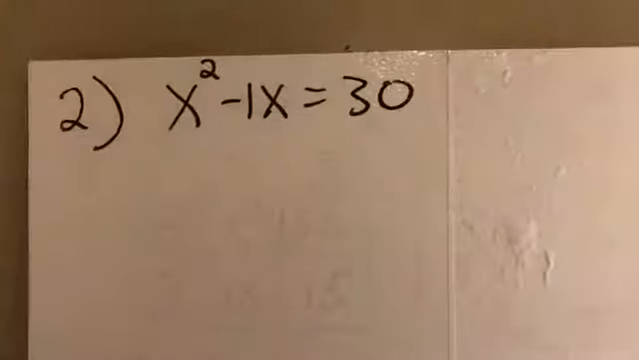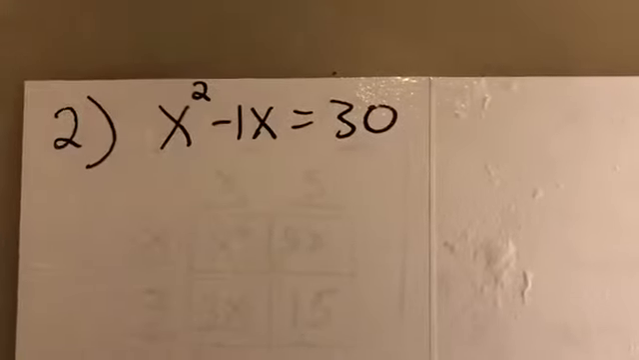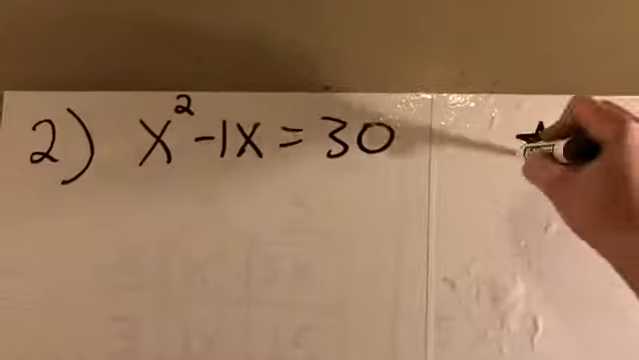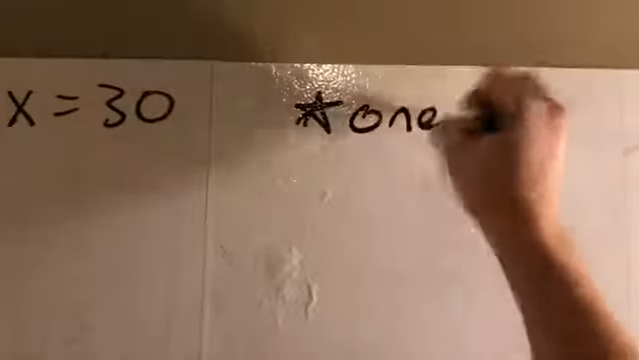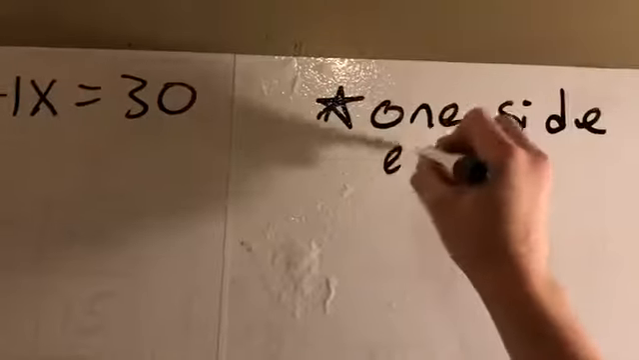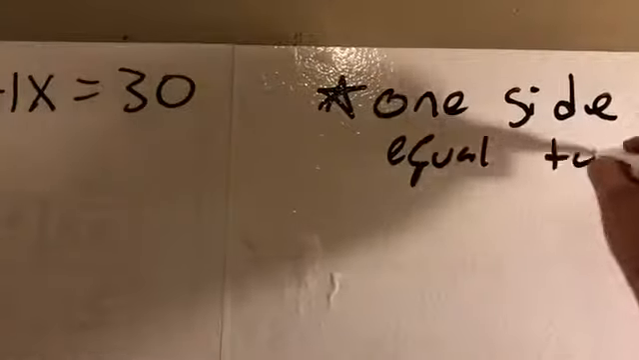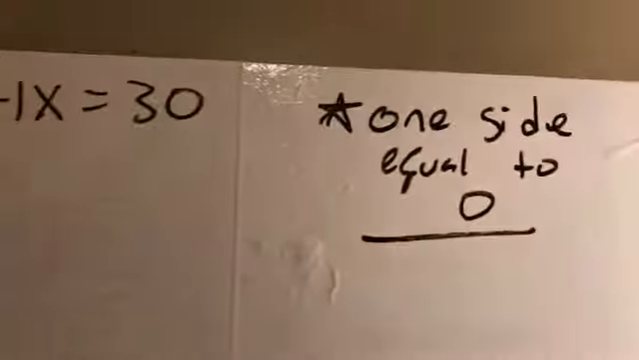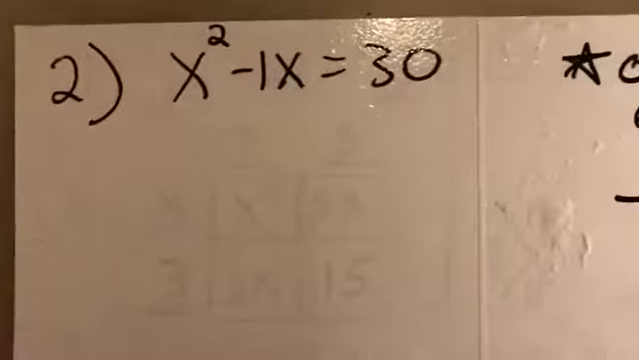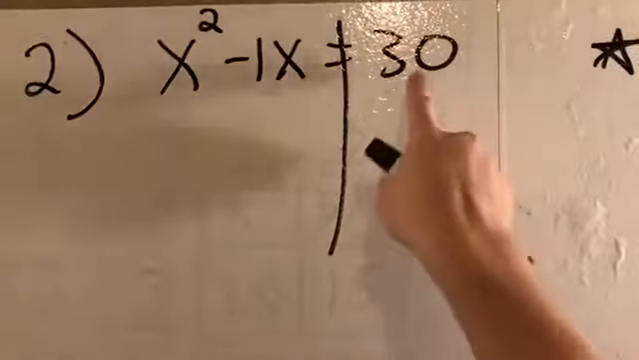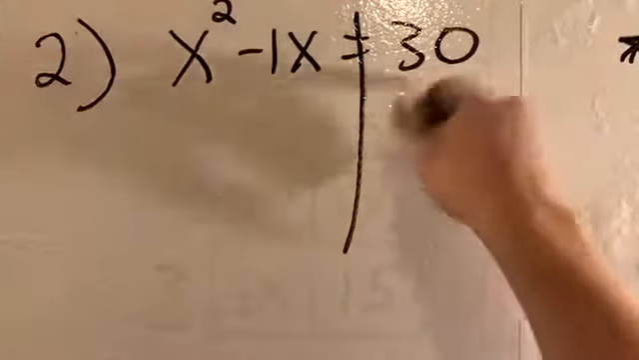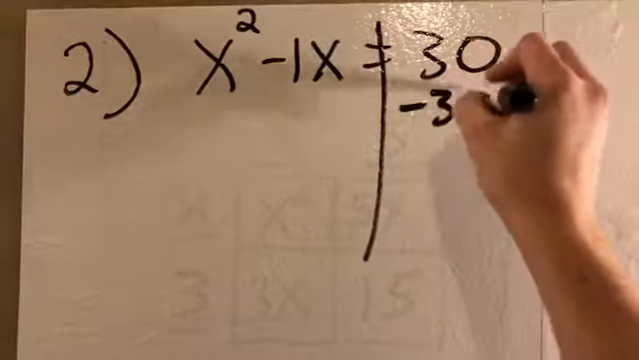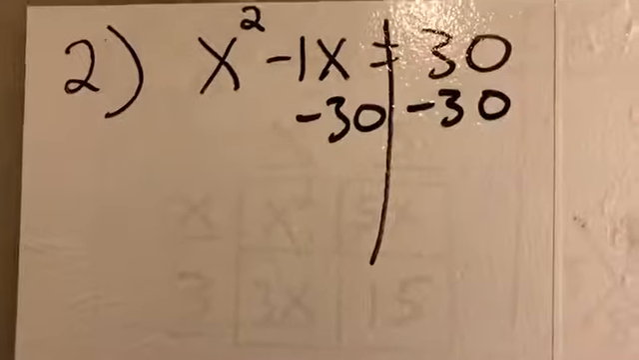Try number 2. Now remember, our cardinal rule when it comes to quadratics, and I see x squared and regular x, is I need one side equal to 0. You must before we continue, and I see that's not true right now. I have a 30 over here, so we need that 30 to go party with the other. That's a positive 30, so we're going to subtract it from each side.